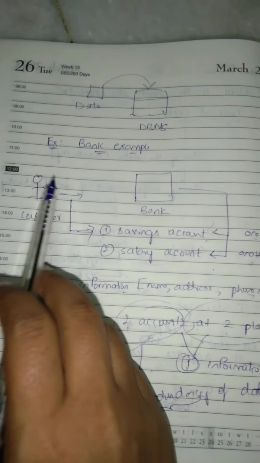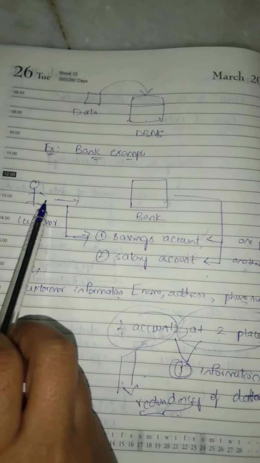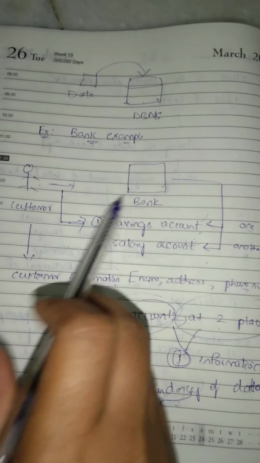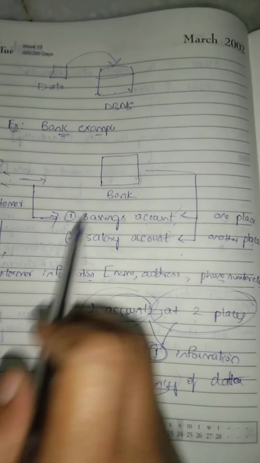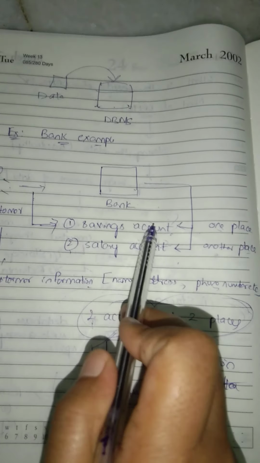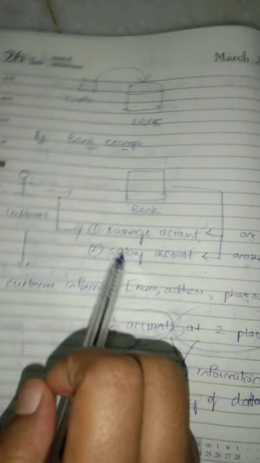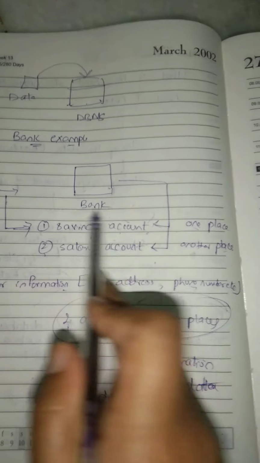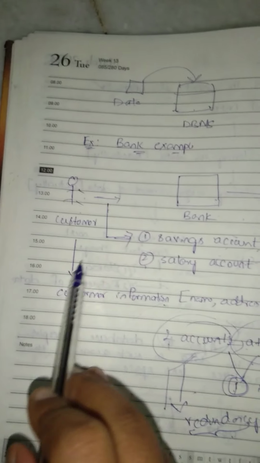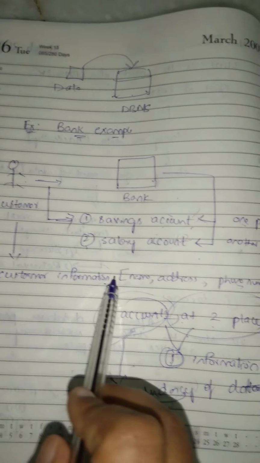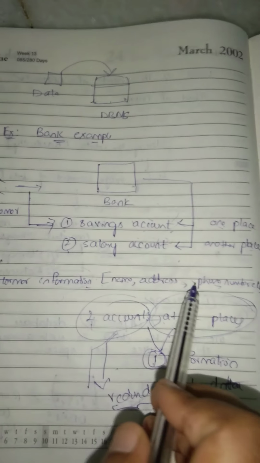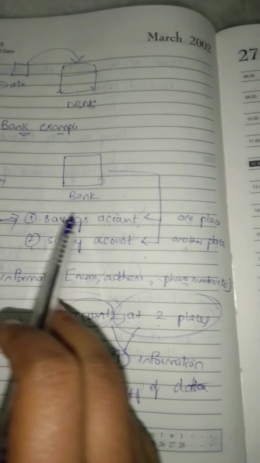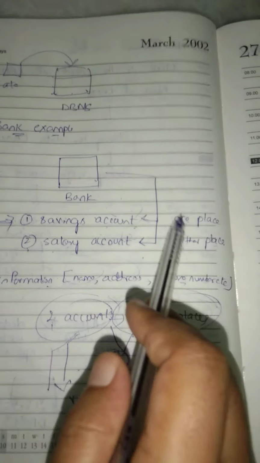Here, the main example is a customer who came to the bank and asked the bank to create two accounts. One is a savings account and the other one is a salary account. The bank took his customer details, in the sense of customer information: name, address, phone number, etc. By using this customer information, the bank created two accounts for him, a savings account and a salary account, at different places.